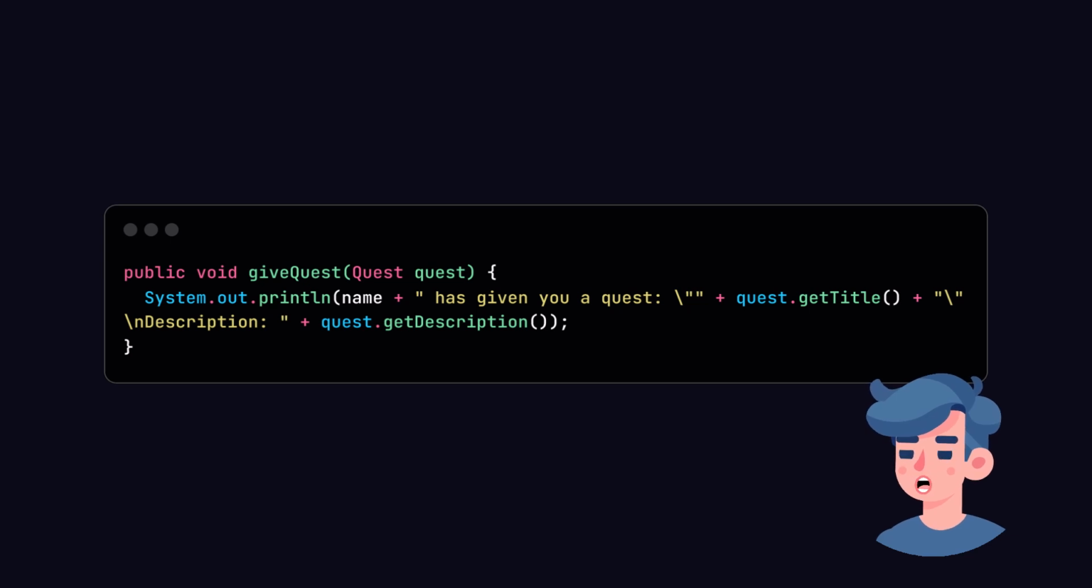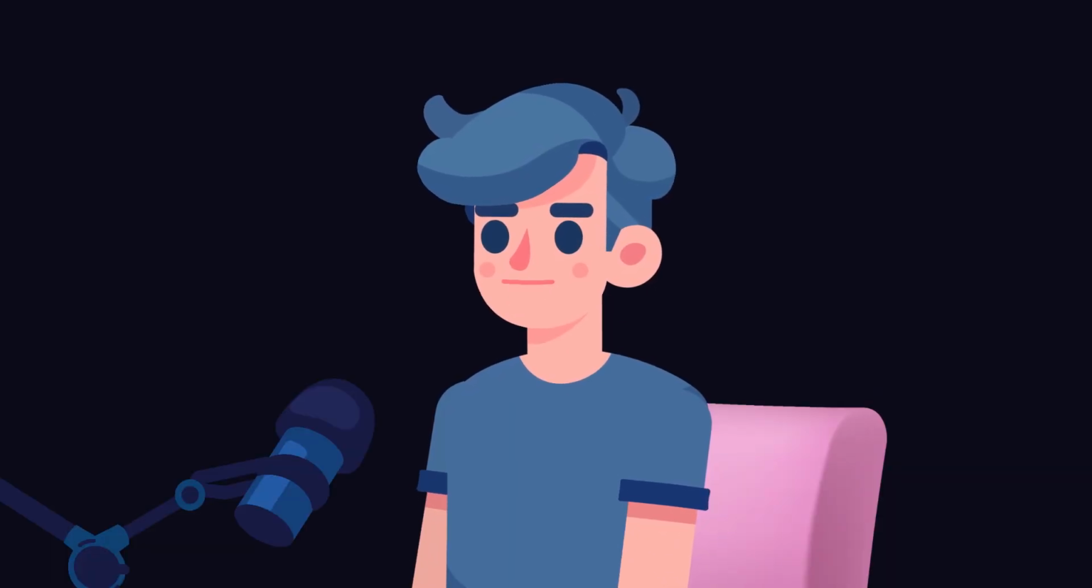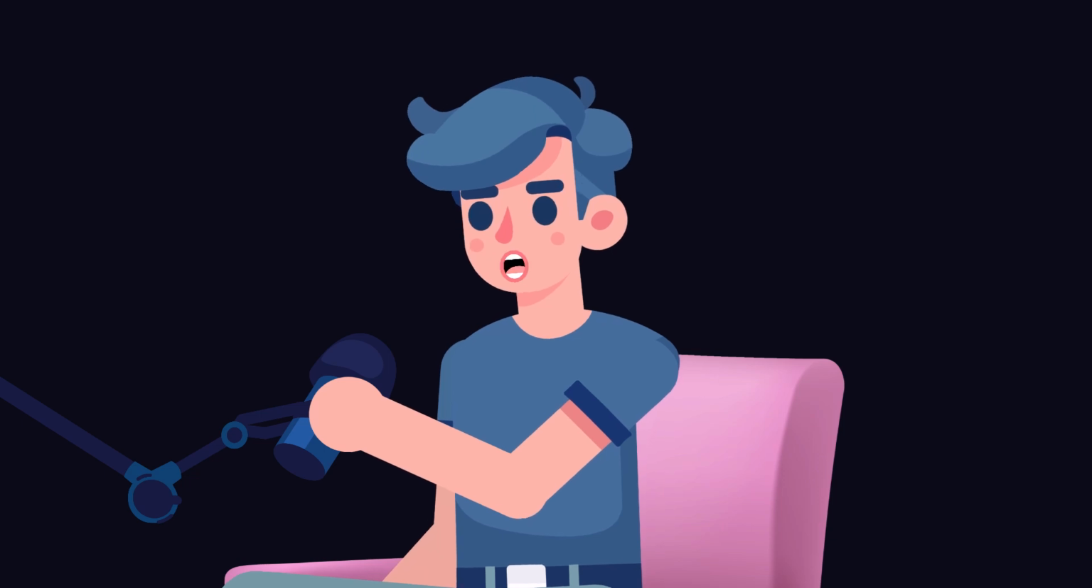Next, we're going to modify our NPC class to include the ability to give quests to players. This will be done by adding a method that allows NPCs to provide quests. Let's enhance the NPC class with this functionality. The modified giveQuest method now allows NPCs to offer quests to players. This method prints out the quest title and description when called. Add this method to your existing NPC class.